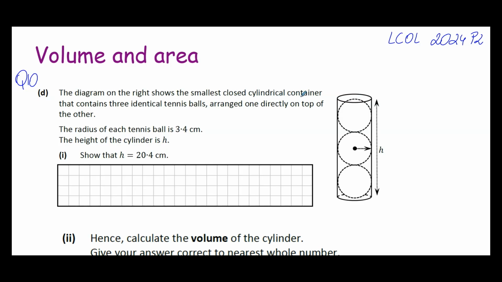Arrange one directly on top of the other. The radius of each tennis ball is 3.4. The height of the cylinder is h. Show that h... so I need to find the height of the cylinder. The only numerical information provided is the radius, so that is the key to get my height. I need to find the connection between the radius and the height.